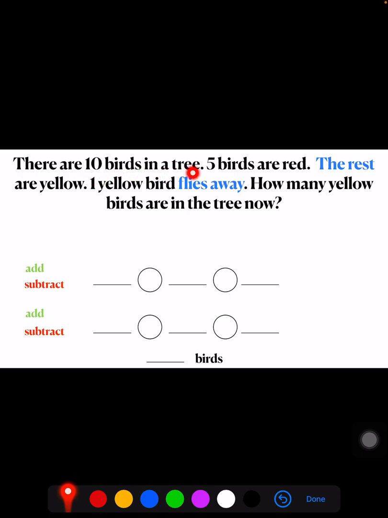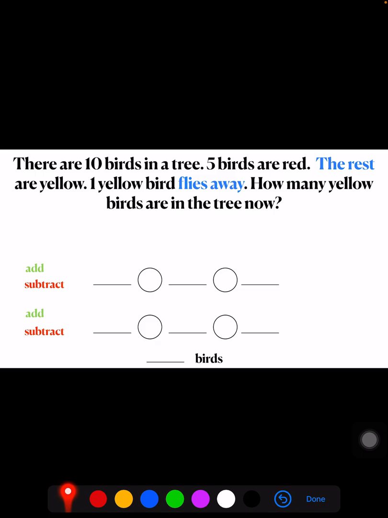There are 10 birds in a tree. 5 birds are red. The rest are yellow. 1 yellow bird flies away. How many yellow birds are in the tree now? The whole point of this problem, they're asking us how many yellow birds are in the tree after one of them flies away. But nowhere in the problem does it tell us how many yellow birds there are. It says there are 10 birds total in the tree and 5 of them are red. But it just says the rest are yellow. It doesn't give us a number, does it?